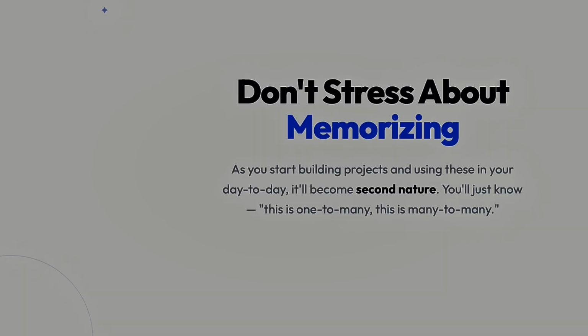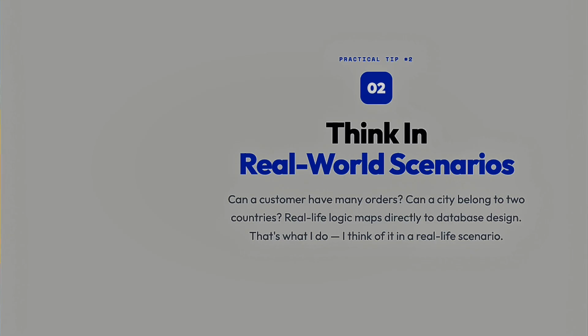So that's it. Those are the 3 major types of relationships in relational databases. And honestly, you don't have to stress yourself about memorizing them. As you start to use them in your day-to-day project building, you will get used to just knowing them. It will just be like second nature to you to know that, oh, this is a one-to-one, one-to-many, you will just know. And also another tip is to try to think of it in a real life scenario. That's what I do. You'll be able to understand what the relationship is between those data.